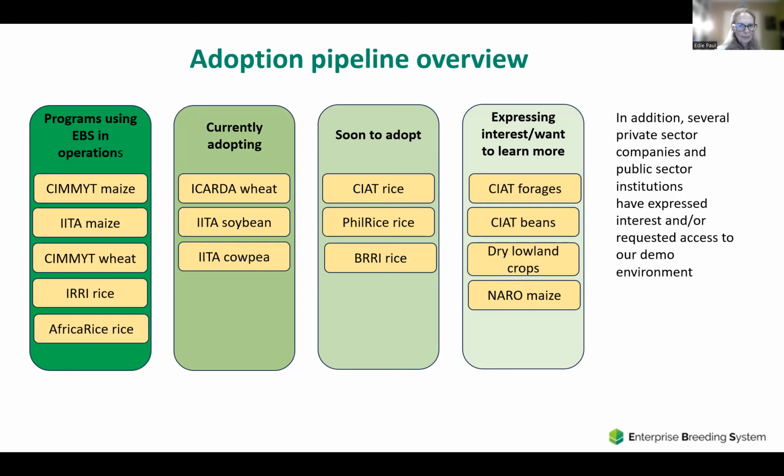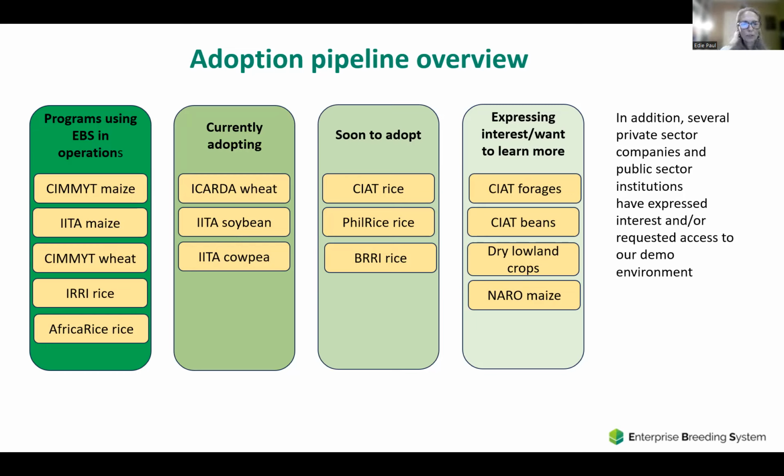So this is a snapshot of our current pipeline. On the far left are those programs that Marko was just referring to that are using EBS to run their operations. So the CIMMYT and IITA maize programs, CIMMYT wheat, Africa rice, and Erie rice. In the next box over, we're currently actively working with the Icada wheat program and IITA soybean and cowpea programs. And right behind that will be Siat rice.